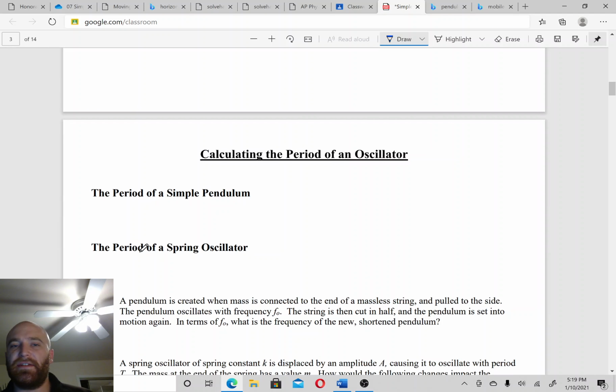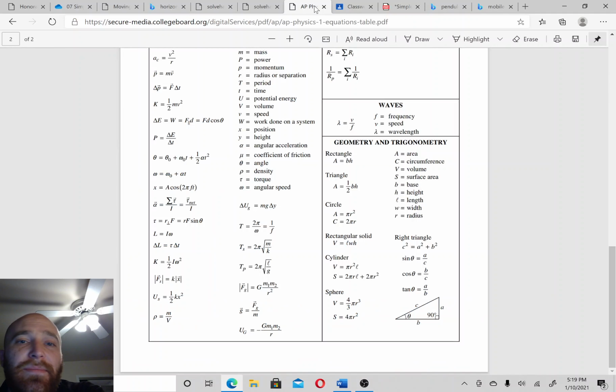Probably more important are these 2 new equations, calculating the period of an oscillator. So in addition to just describing the timing, you should have a feel for that concept and what it means, you should also be able to calculate the period for one of these things, either a pendulum or a spring oscillator. So there are equations for both of these, and let's take a look at them. They're both in your AP Physics reference tables.